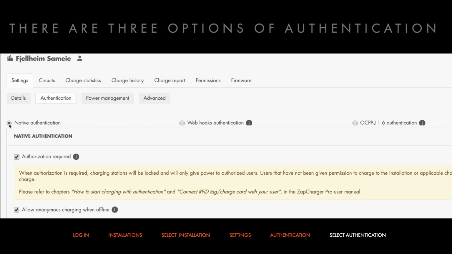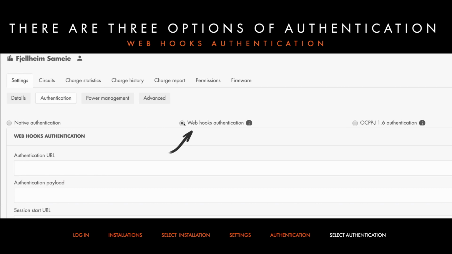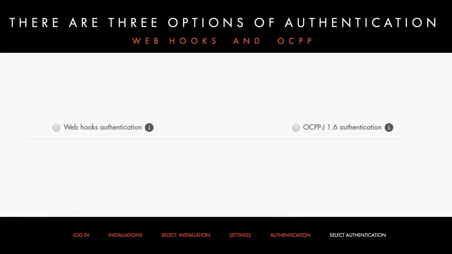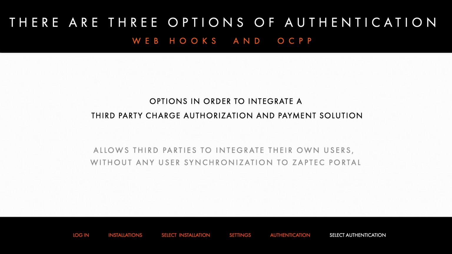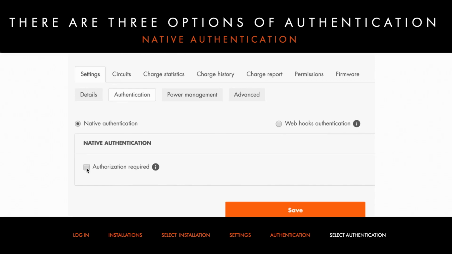There are three options of authentication: native authentication, webhooks, and OCPP. Webhooks and OCPP will be the options in order to integrate a third-party charge authorization and payment solution within the Zaptec Portal. This solution allows third parties to integrate and authorize their own users without any user synchronization to Zaptec Portal. This video covers native authentication and how to enable and disable this option.